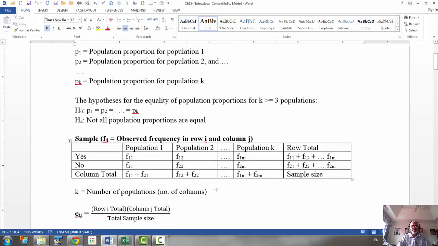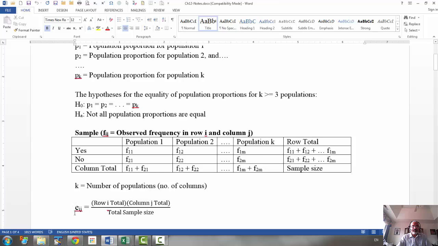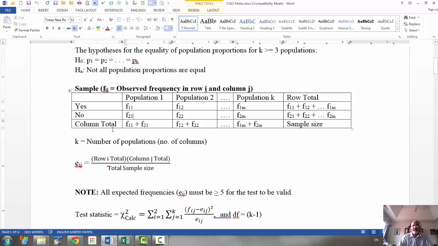So once we have this, we can develop the expected frequencies if the null hypothesis is true. If the proportions for population 1, 2, 3 up to k are all the same, then what is the expected number of yeses and the expected number of no's you will see for each population? That's given by this formula. You take the row total, multiply by the column total, and divide by the total sample size. That will give you the expected frequencies for each row and each column.